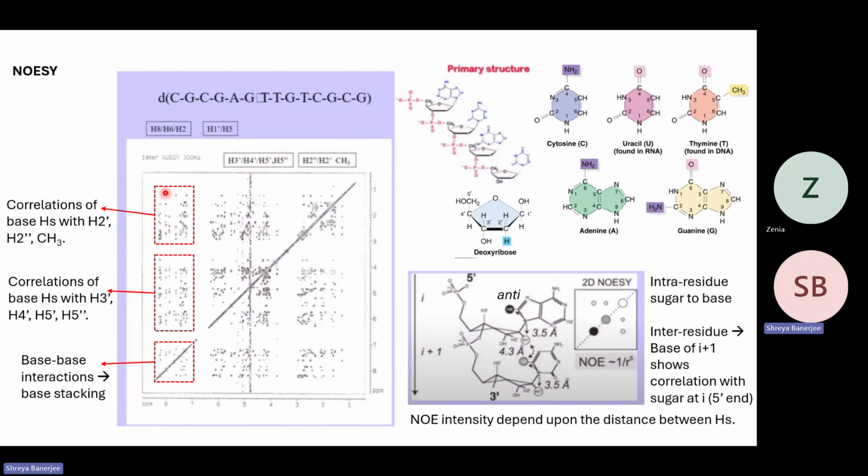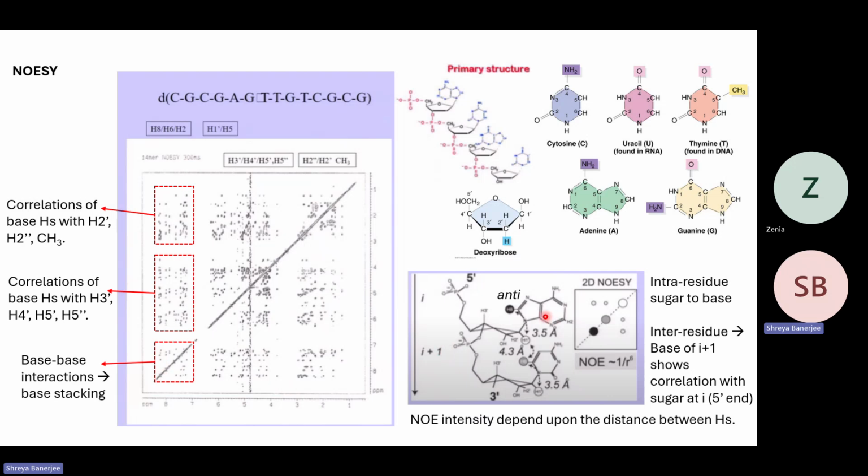So this region is showing correlations between the protons on the nitrogenous base and the protons of the sugar ring. Specifically 2 prime, 2 double prime, because it is more upfield. The others are more downfield, so their correlations appear below. The other protons of the sugar ring, 3 prime, 4 prime, 5 prime, so on, will show correlations with the nitrogenous bases around this region. And this region, which is on the diagonal, is basically for base-base stacking interactions.